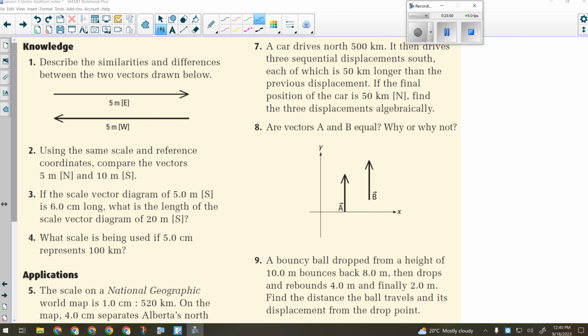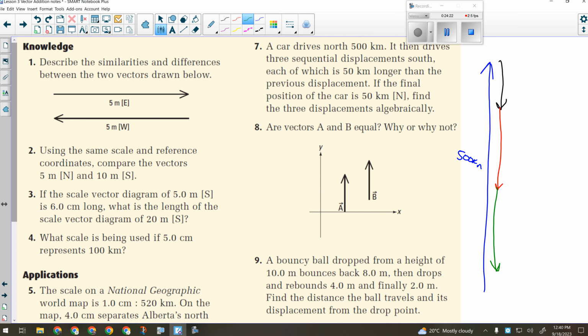So, what this car did is it went 500 kilometers north. And then it came back in 3 different sections, but its overall displacement when it was done was 50 kilometers north. So basically we had this vector, and then this vector, and then this vector. And they're probably not very well drawn to scale here. Maybe I'll do this.